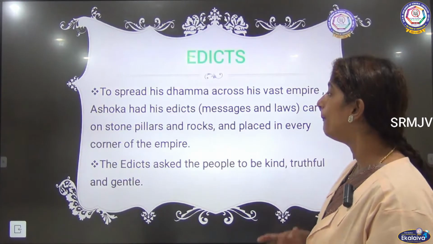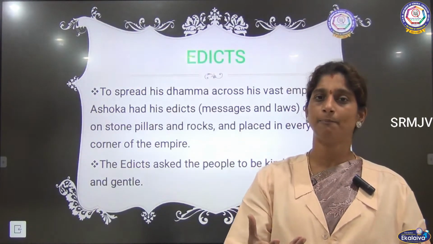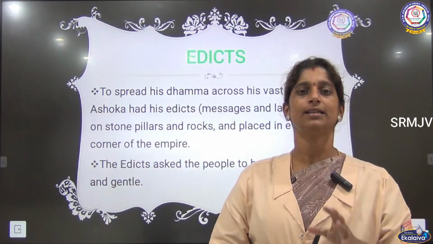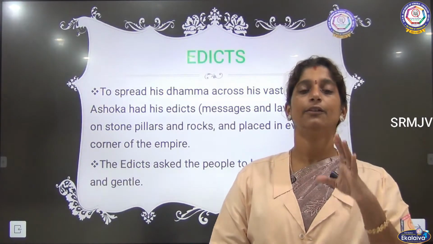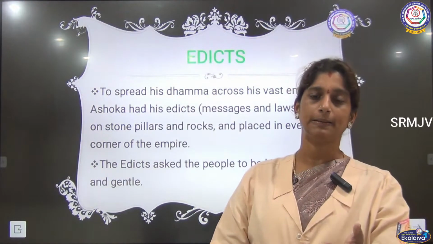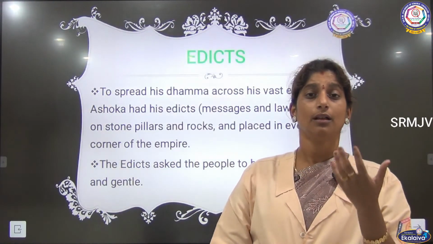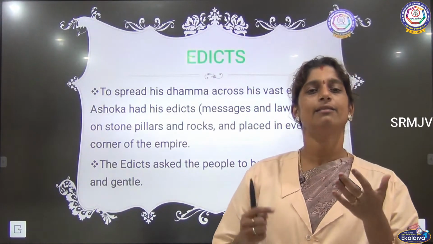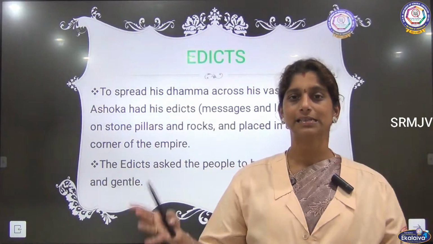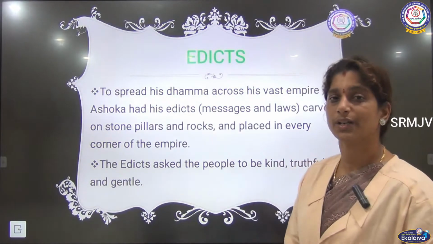So an edict is a message or a law which was conveyed by a king to his people, written on a stone or a pillar. I am repeating, an edict is a message or a law which was conveyed by a king to his subjects. Who is the subject? The people of the kingdom. It was written on a stone, which is nothing but a rock of bigger size, or a pillar. That is called an edict. So now we will see about that.